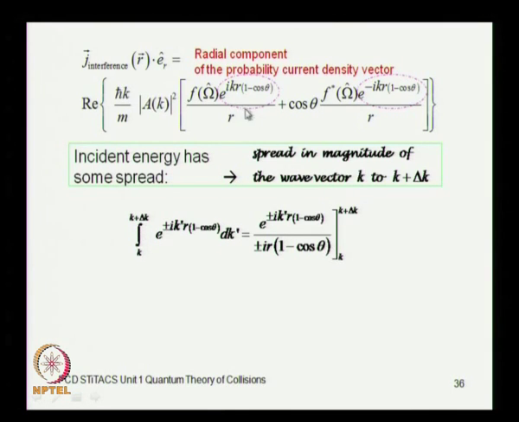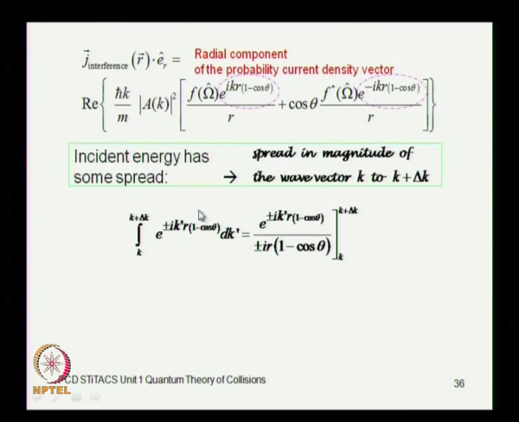So, you need integration from k to k plus delta k of these two terms e to the i k r (1 minus cos theta) either with a plus sign or with a minus sign. These are the two terms which I am considering together in this integral. So, there is one term with a plus sign and the other term with a minus sign. So, there are two integrals under consideration and they correspond respectively to the two terms which are k dependent.